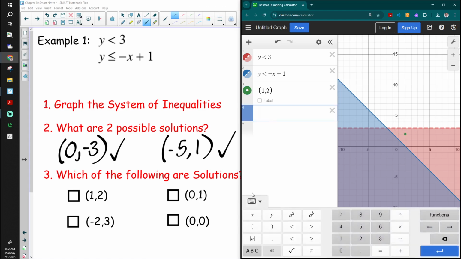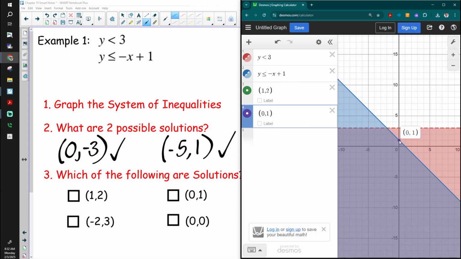Let's try another one. Let's try 0, 1. Boom, right here. This one's tricky. Is it in the red? Right, it's in the red. Does this count as being on the blue? Being on a solid line counts, right? So this is a solution. 0, 1 is a solution.